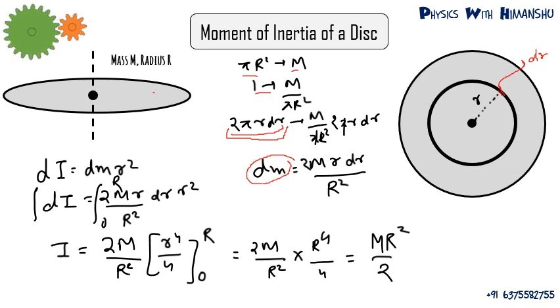And for a ring we know the moment of inertia is mass into radius square. So dI will be dm into r square, putting the value of dm here. From integration we will get the value to be mr square by 2. So for a ring the moment of inertia is mr square, and for a disk the moment of inertia is mr square by 2.